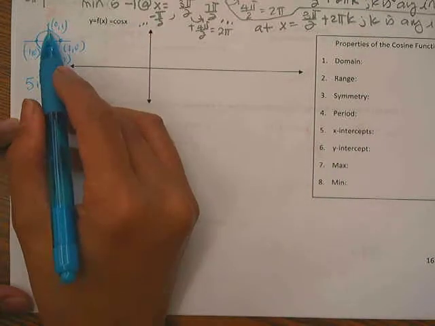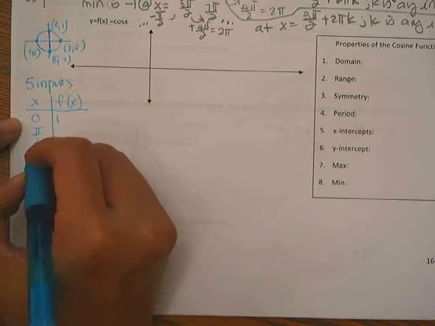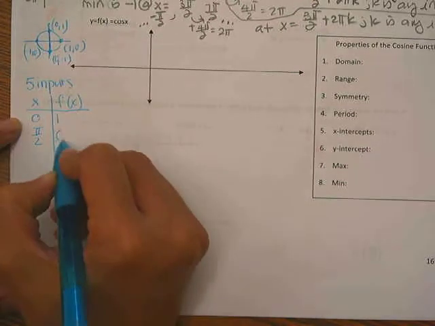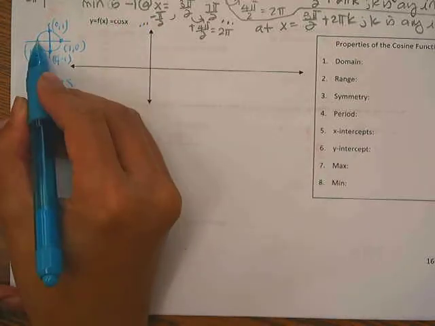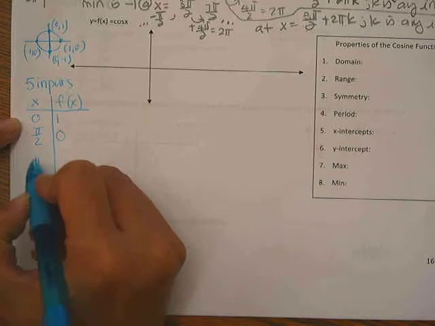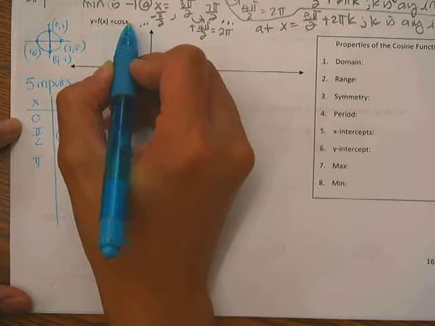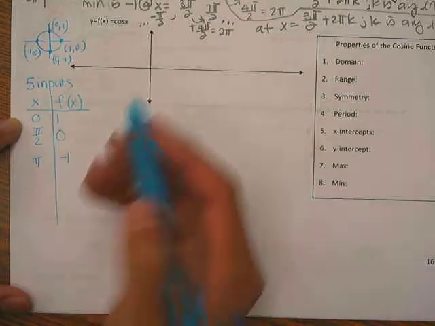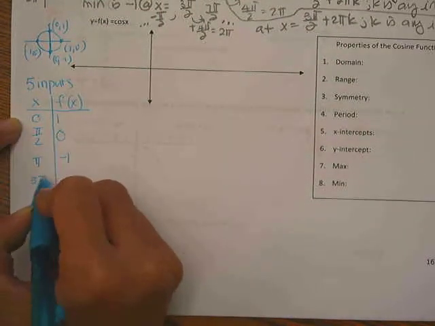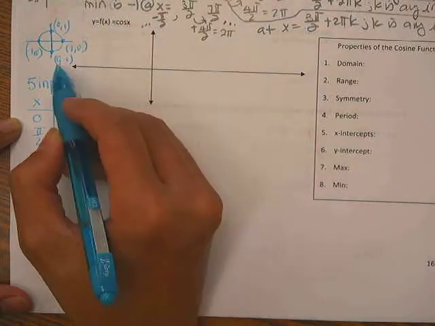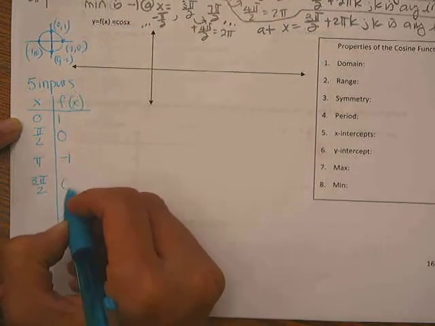When x is pi over 2, cosine of pi over 2 is 0. When x is a pi, half a circle, cosine of pi is negative 1. When x is 3 pi over 2, cosine of 3 pi over 2 is going to be 0.